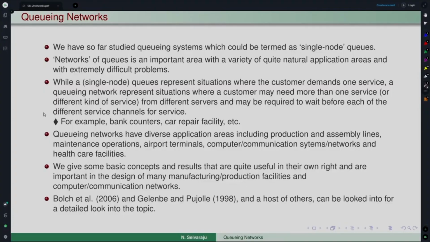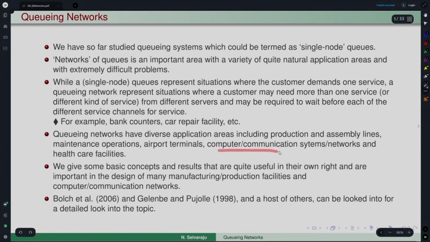So, when you are studying them together, obviously the problems will become more complex, and that is what we are going to encounter. But it has diverse applications, and it occurs quite naturally in different situations, like assembly lines where products are being assembled part by part in each stage, right. Maintenance operations, again the car repair facility, we thought of maintenance also in a similar way.